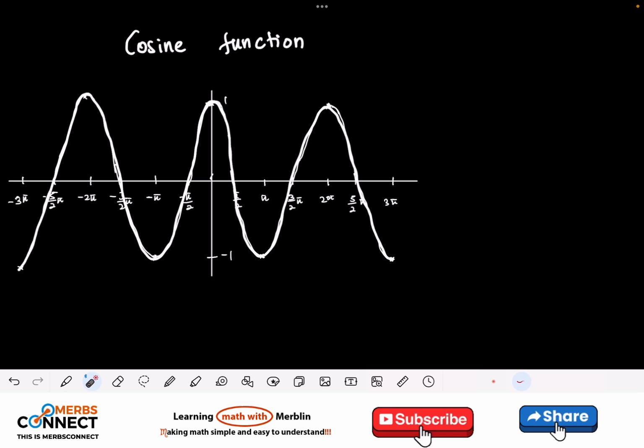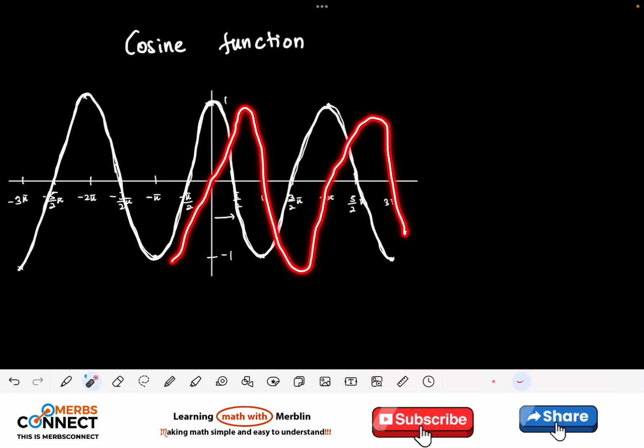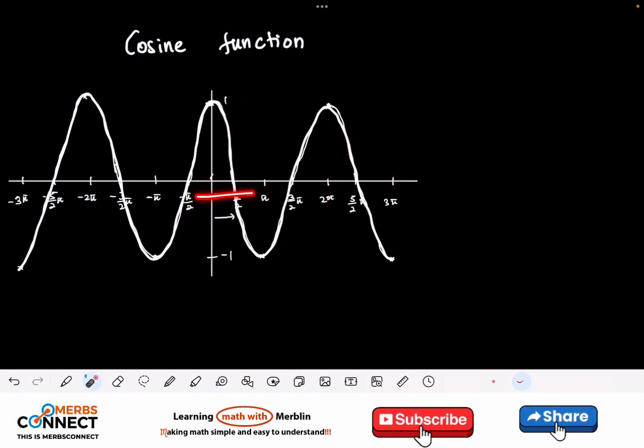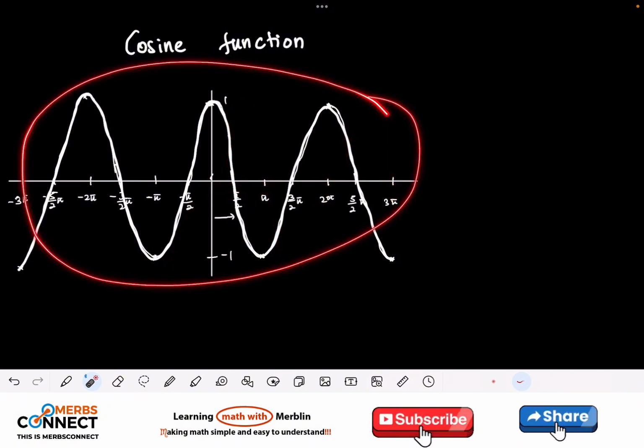Actually, the cos graph is like when you shift the sine graph by 90 degrees. From this side to this side is 90, so you shift it 90 degrees. You saw that the sine graph was moving this way, and this way. This is how the sine graph was moving. So what did we do? We just shift the graph by 90 degrees, and that's what you are going to get.